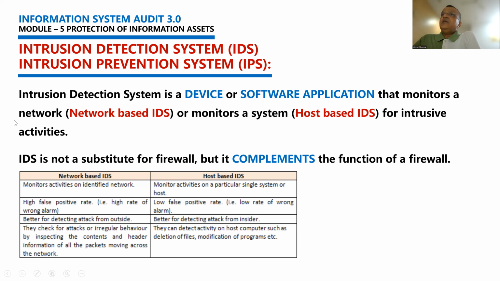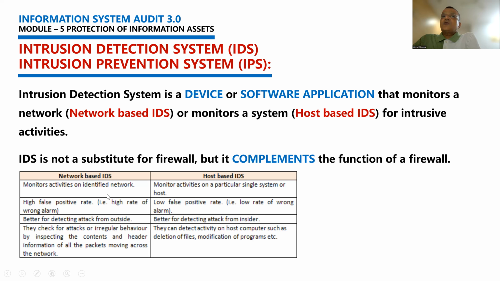So if you are having an intrusion detection system, these are the preventive measures. They will help, complement, or facilitate the functioning of the firewall by giving an early warning system that certain areas need more attention because certain intrusion activities have been detected either at the network level or at the host level.